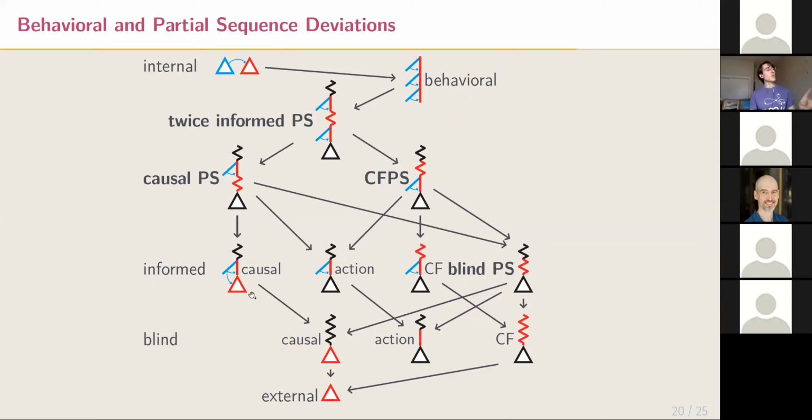I also want to point out that the EFR instance that I showed at the beginning of the talk in the experiments was using the twice informed partial sequence deviation. So stronger than all three, causal, action, and counterfactual, and the informed versions as well.